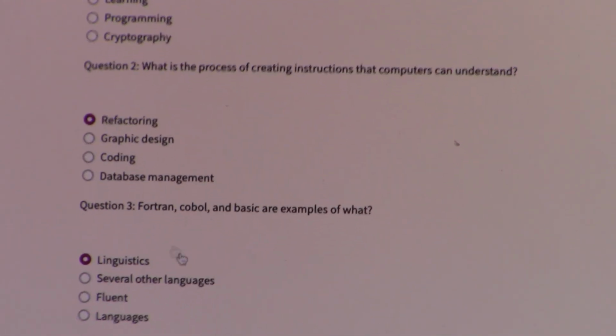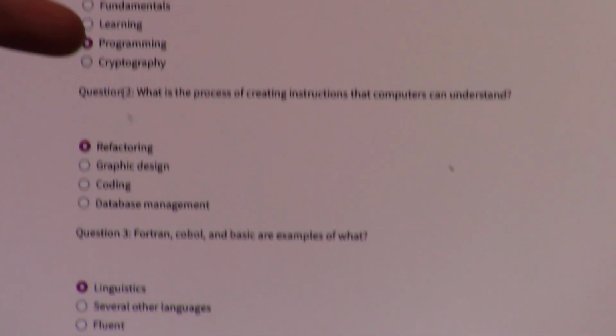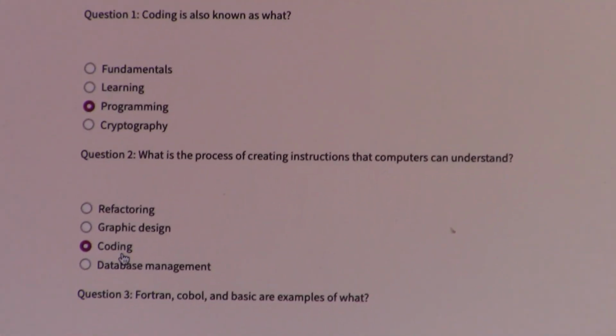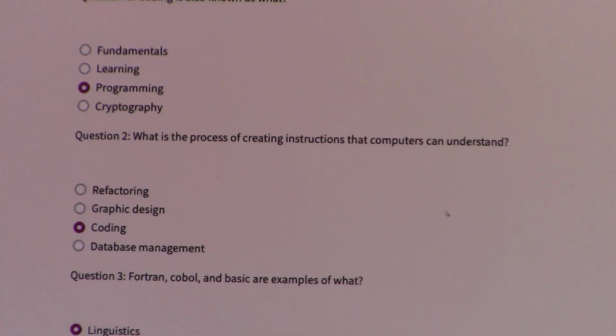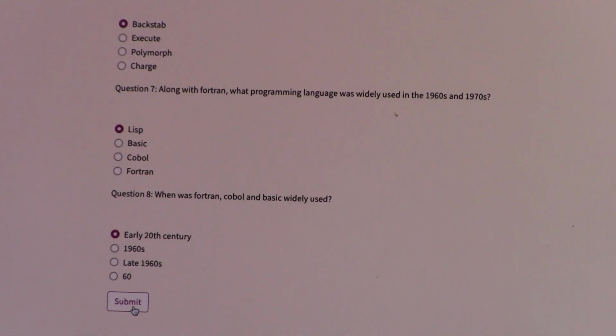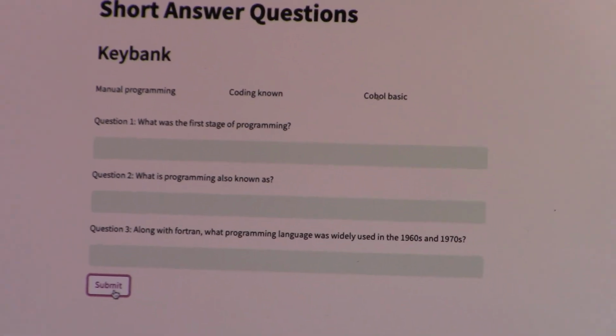There's one correct answer, and there are different distractors for the correct answer. So distractors are actually the wrong answers, so they are very synonymous to the actual answers. And then you submit, and it goes to the short answer questions.